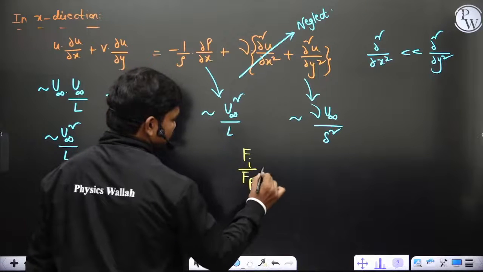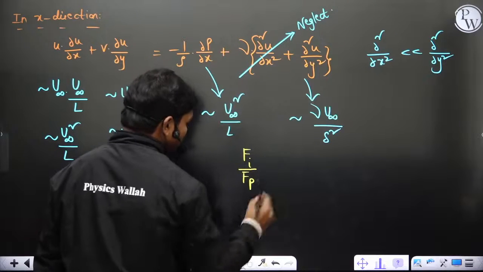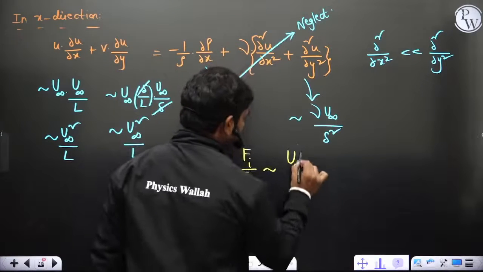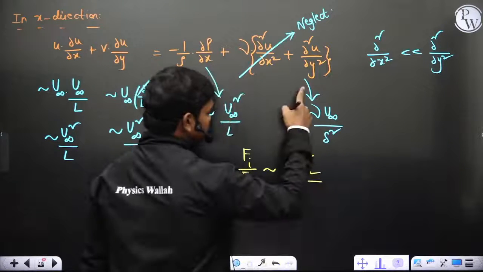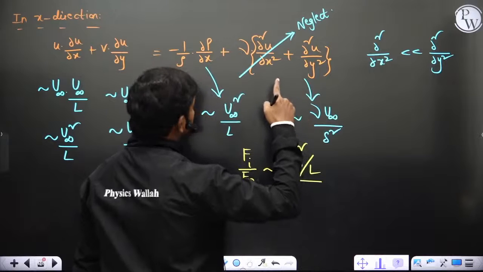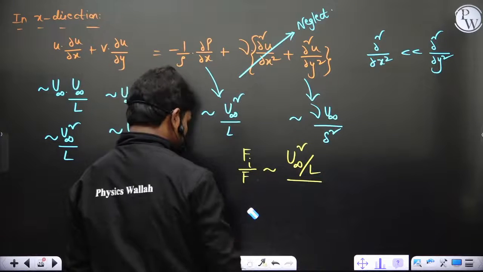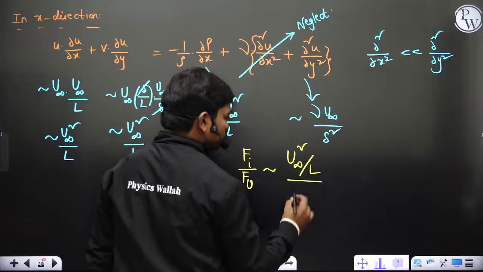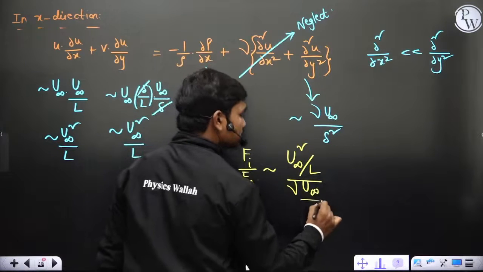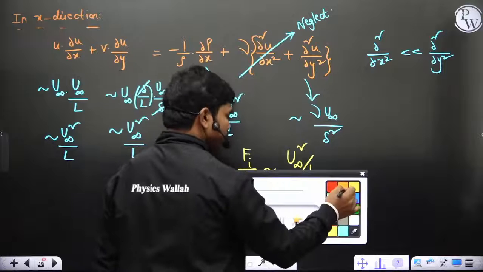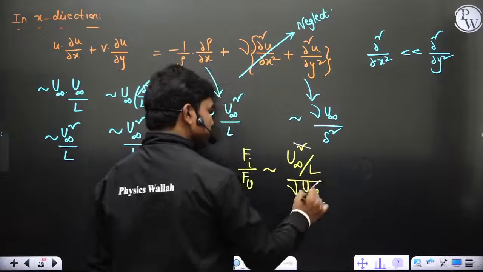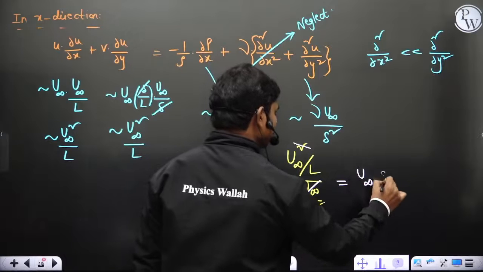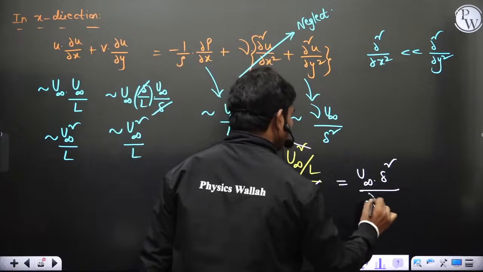If you do this, for example, this scales to inertia force. So inertia is u infinity square by L divided by pressure. This we want to calculate viscous force, right? So viscous force is of scaling nu u infinity by delta square. If you simplify this, u infinity gets cancelled, and this is equal to u infinity delta square by nu times L actually.